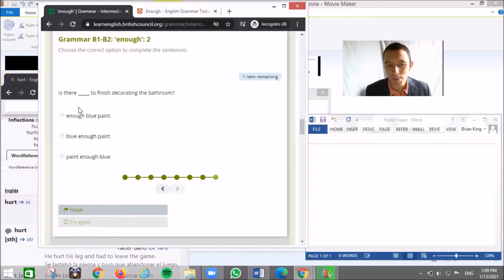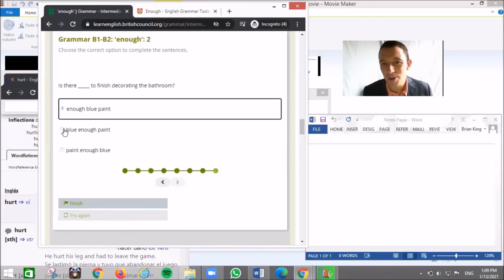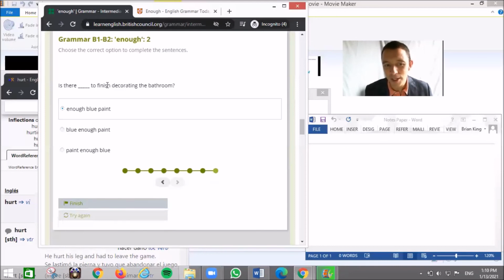"Is there enough blue paint to finish decorating the room?" Or "Is there blue enough paint to finish decorating the room?" Or "Is there paint enough blue?" So this again is similar to the envelopes. It has a different meaning. And because it's finish, we would choose number 1. Number 2 is possible in relation to the importance of the color. But because we want to finish the room, "Is there enough blue paint to finish the room?"